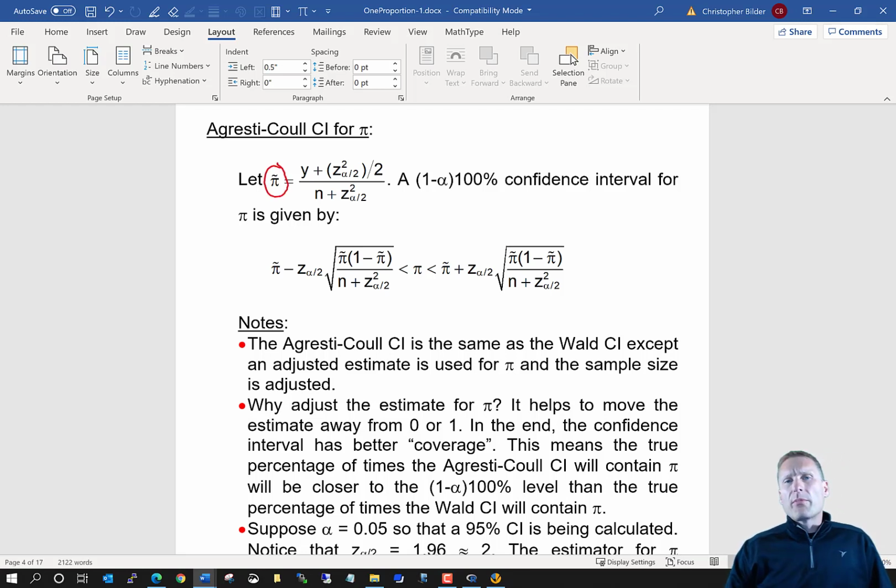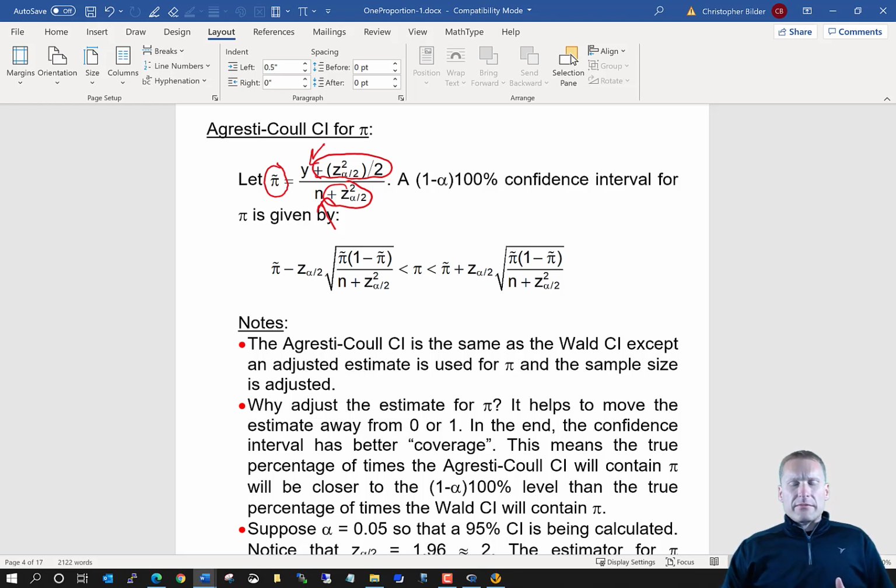Rather than working with pi hat, let's work with an adjusted estimate of pi, which we're going to call pi tilde. Well, we still have y in the numerator. We still have n in the denominator. But now we're going to add a little bit to both the numerator and the denominator.